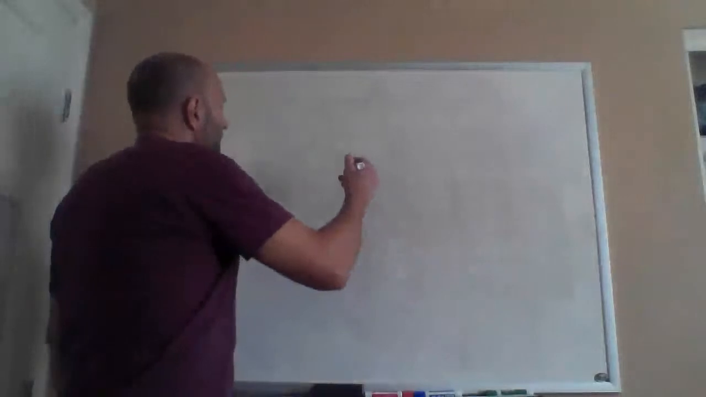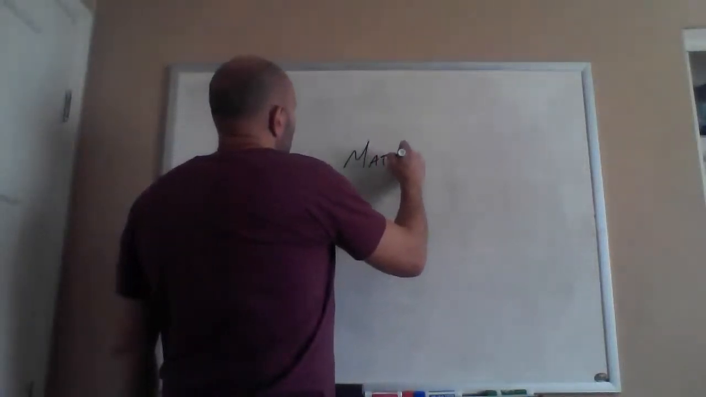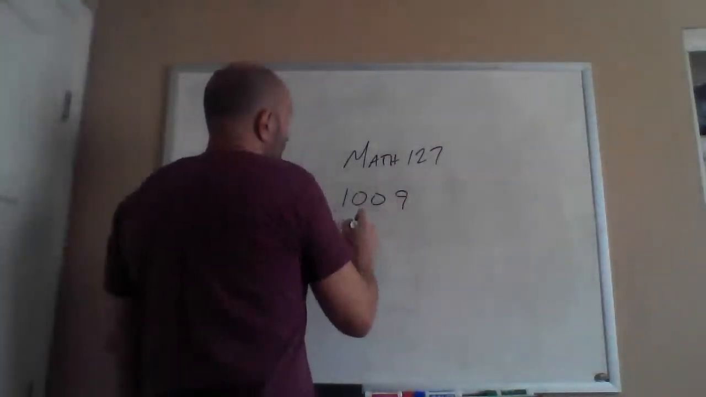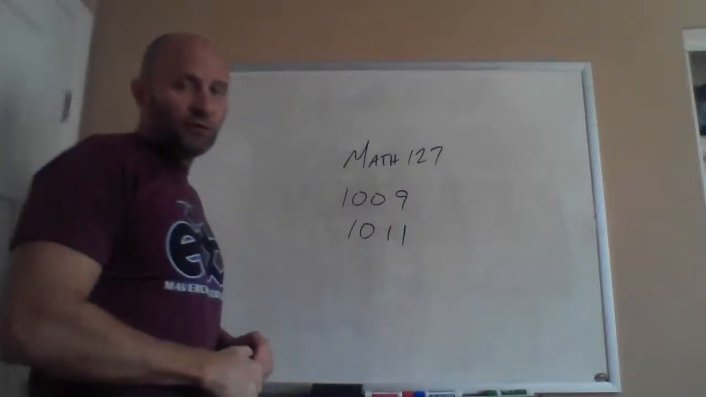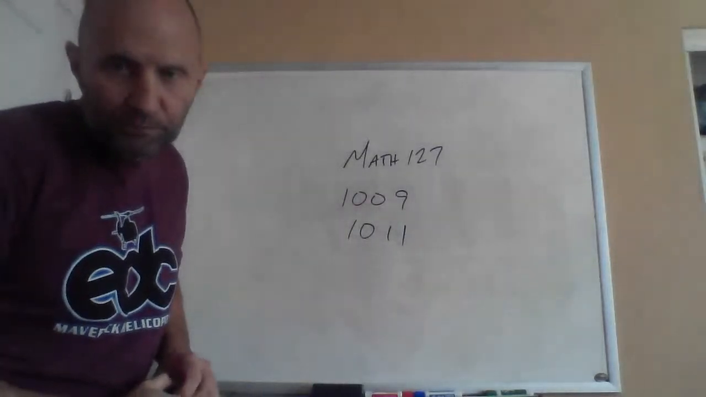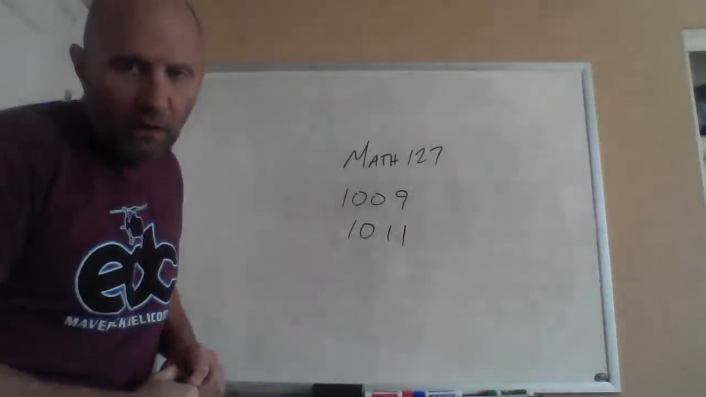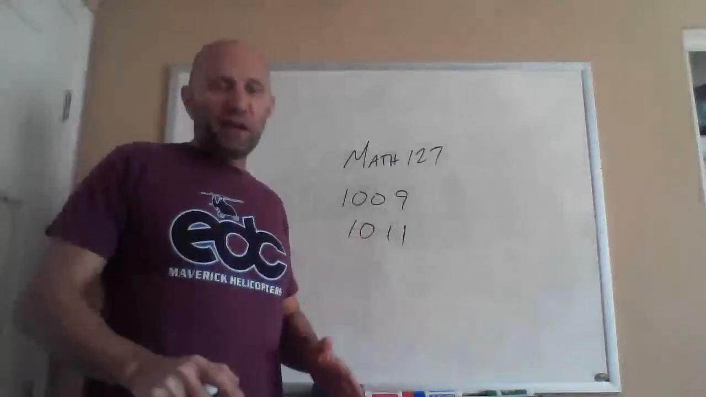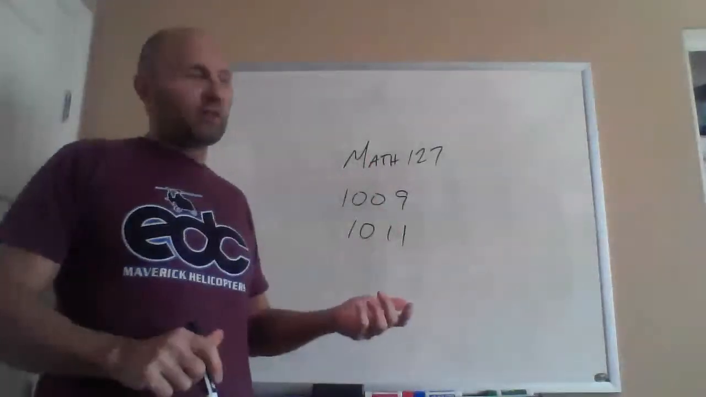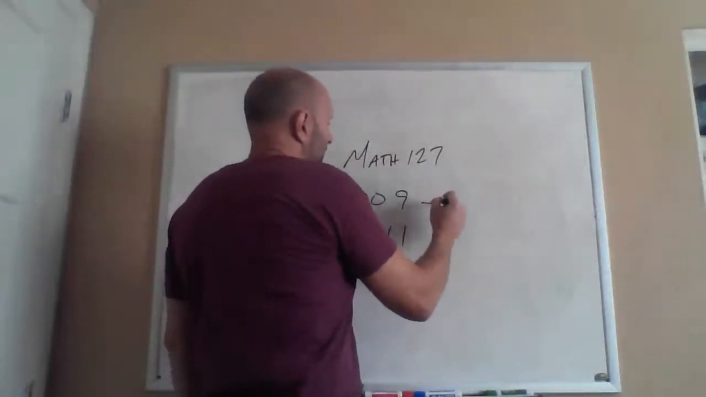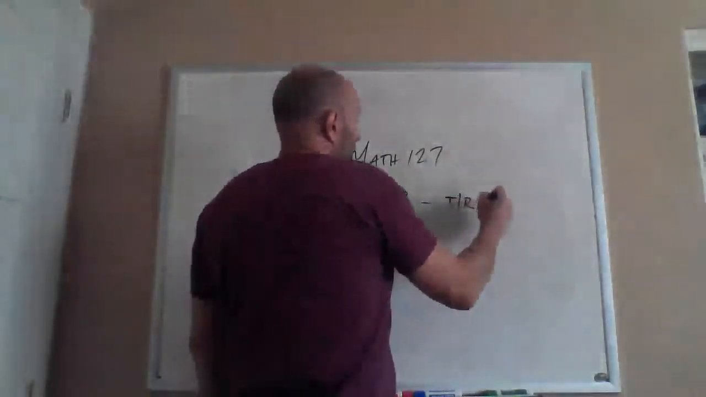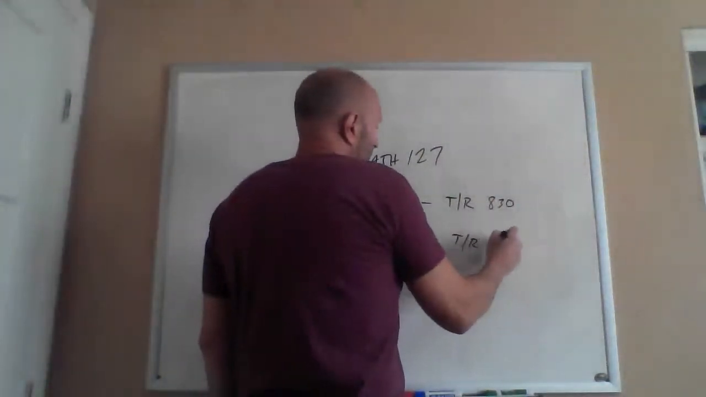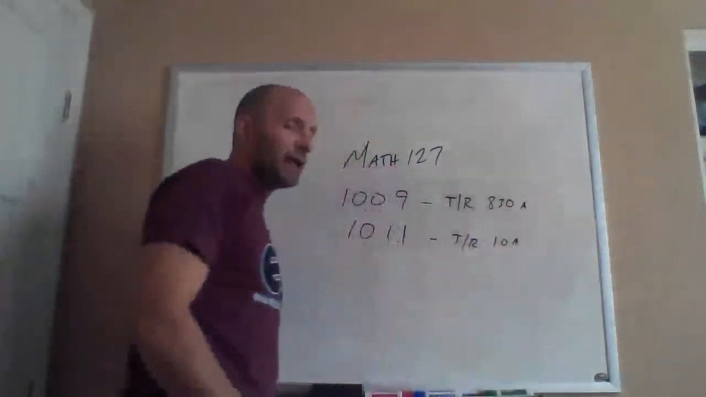So for Math 127, I will be requesting section 1009 and 1011. In the ideal world, it will be the exact same. The reason I set up my schedule this way is that my Math 127 classes are Tuesday and Thursday at 8:30 and Tuesday and Thursday at 10 a.m.